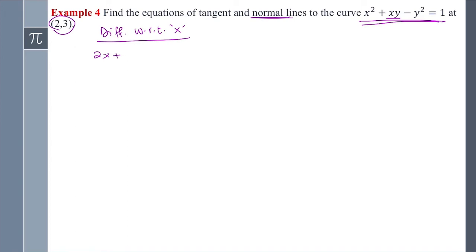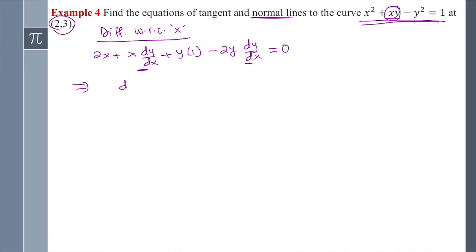So again, we have to use the product rule here. So first function times derivative of second, plus second function times derivative of first, so that's just the derivative of x times y. Now minus 2y dy over dx is the derivative of y squared equals 0. Now what we need to do is solve for dy over dx. Okay, so we have dy over dx here and here, so we'll put them together.